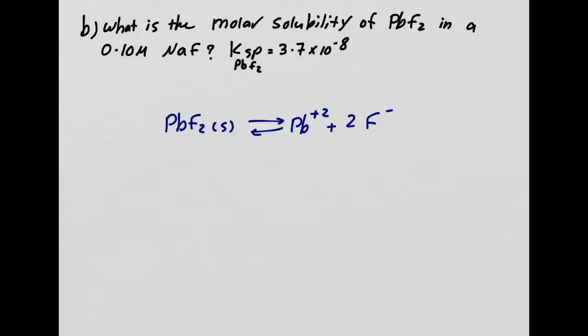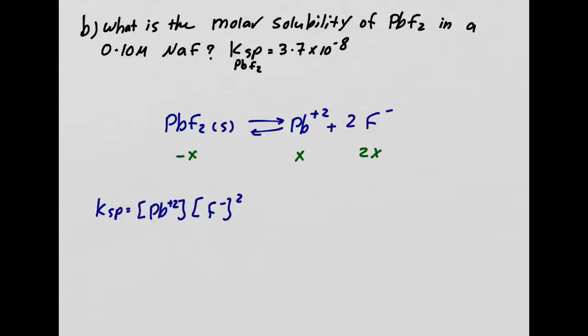Now, in this problem, and again, the same as before, I have minus x, and I have x, and I have 2x. Nothing has changed, right? Also, the same as before, nothing has changed because the KSP is for the insoluble solid, which is lead-2 fluoride. So then it would be the concentration of Pb times the concentration of fluoride to the power of 2. You got this down.